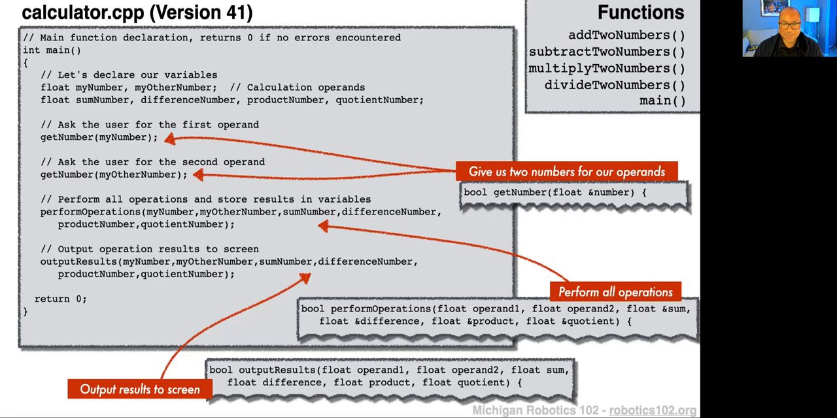Then we'll perform operations. Note that I'm giving in two operands that are passed by value. Those don't change inside the program, those don't need to be changed. But then I'm also giving input function arguments for sum, difference, product, and quotient. And so those will be updated through this function. And then my output results function is going to have those same six variables, although none of those will be altered by the function itself. I'll let you think about what should go inside of there, but this is what has to be completed for our calculator.